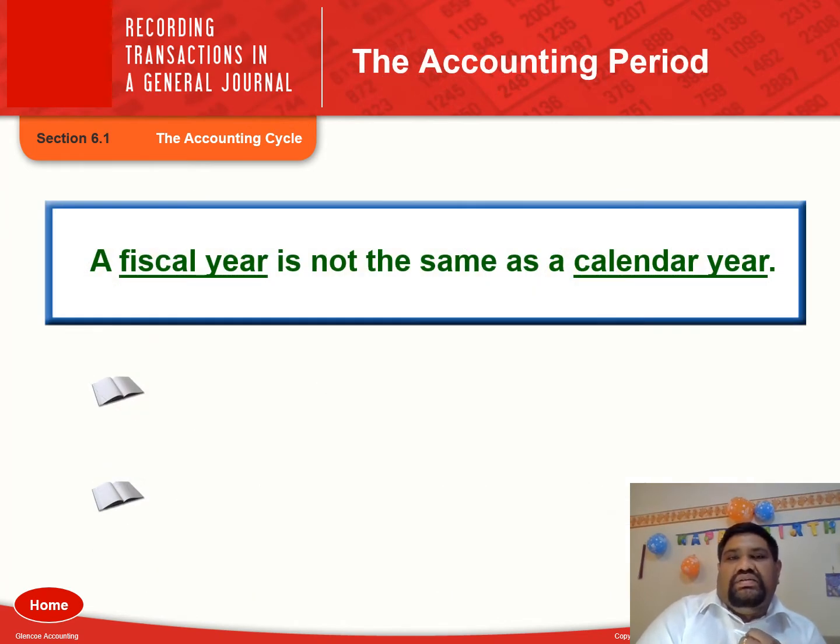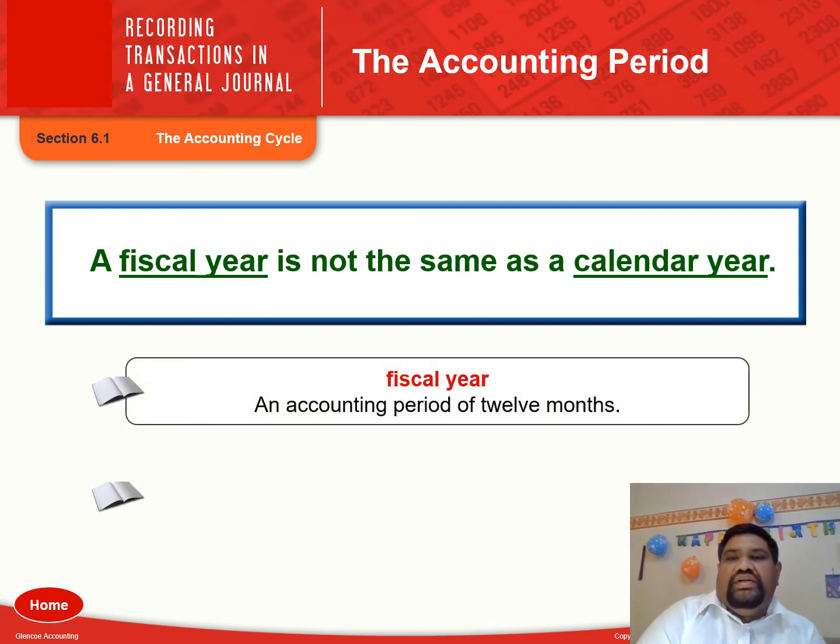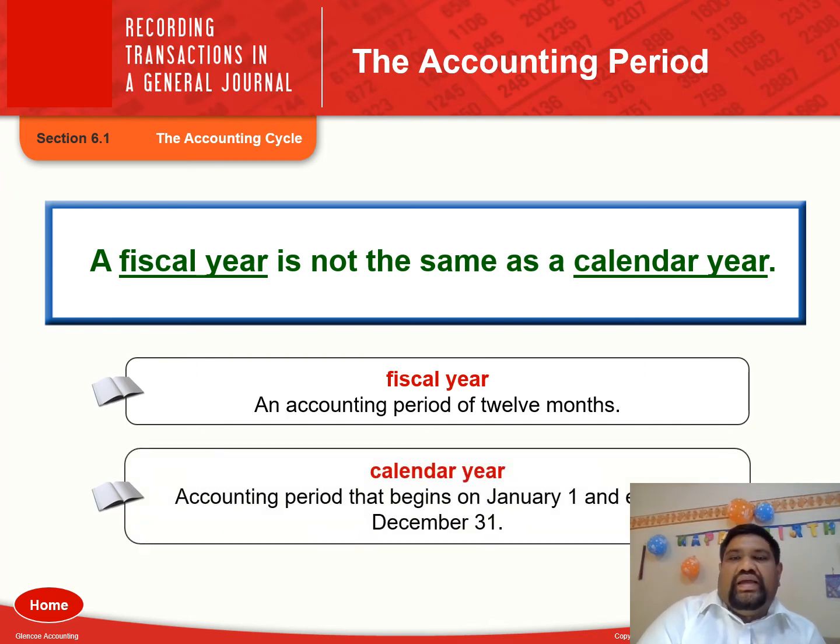Now we'll see the fiscal year and calendar year. Both are not the same, but for some countries both are the same. The calendar year starts from 1st January and ends at 31st December. The fiscal year may differ from the calendar year. For instance, in India, it starts from 1st April to 31st March. The accounting period is 12 months, and the calendar year starts on 1st January and ends on 31st December.